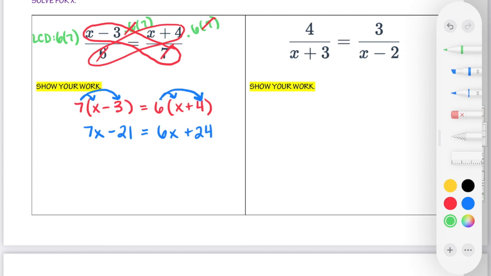I usually like to move my x terms to the left and my constants to the right, but you could do it the other way around, and you should still get the same answer as long as you didn't make any mistakes. So I'm going to subtract 6x on both sides first. 7x minus 6x gives me 1x. I still have the minus 21, and then I'm left with 24. And my final step would be to add 21 on both sides.